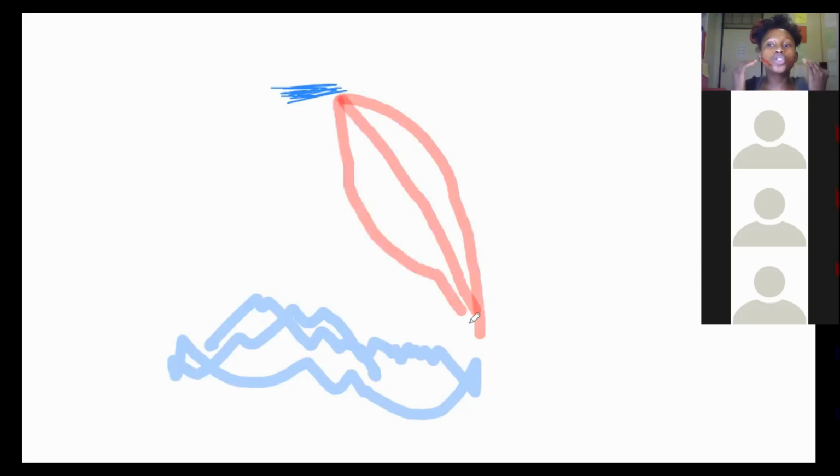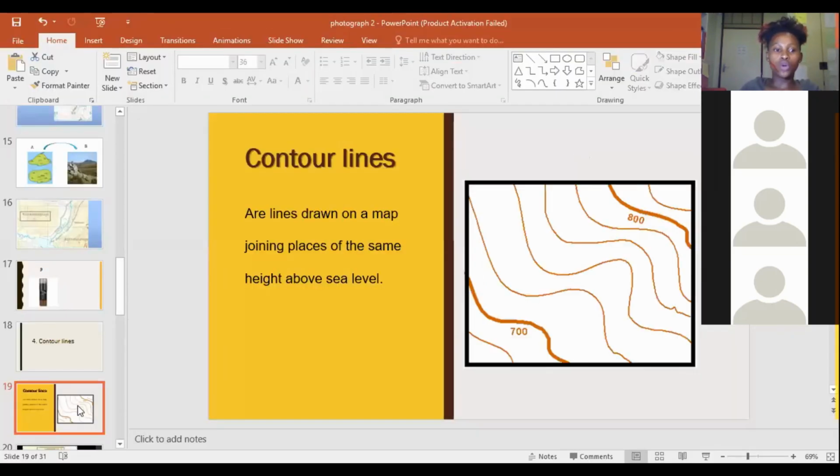All right, as a climber, you don't know whether your slope is concave when you climb up, or steep, or whether it's convex. That's where your contour liners come in. It helps you to see the shape of your face, and it also helps you to see the shape of your hill or a mountain. Are we fine? Yes, ma'am.